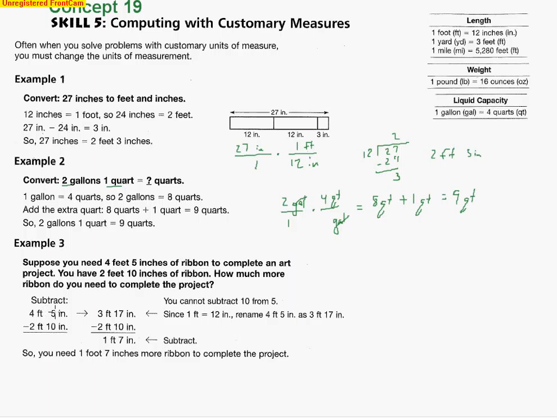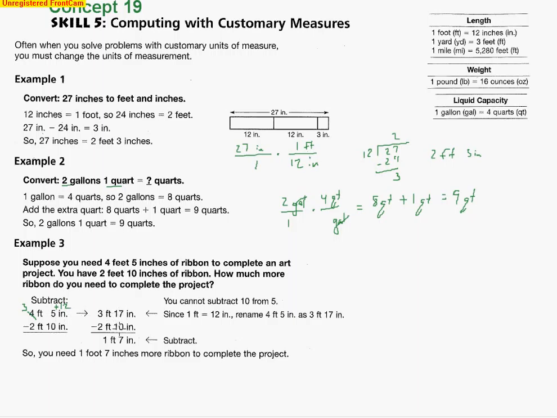So we're going to end up having to borrow. What they did is they borrowed from the 4 and made that a 3, and then they added 12 inches to the 5 inches here. That's where they came up with the 17 inches. So 3 feet 17 inches is the same as 4 feet 5 inches. We just added 12 inches to the 5 inches, and now we can go ahead and do the subtraction. So they did it.